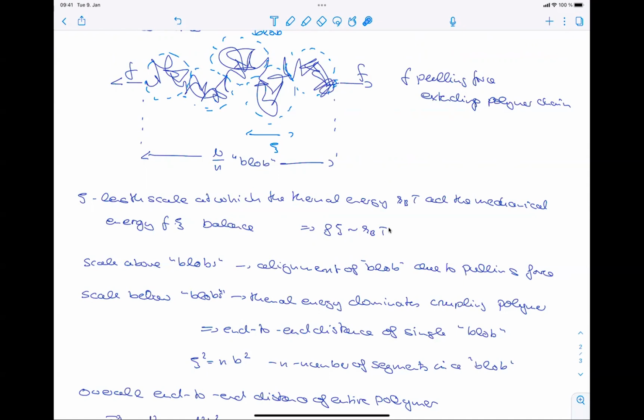So the size of the blob is something that does come into play in lots of other arguments. Okay.